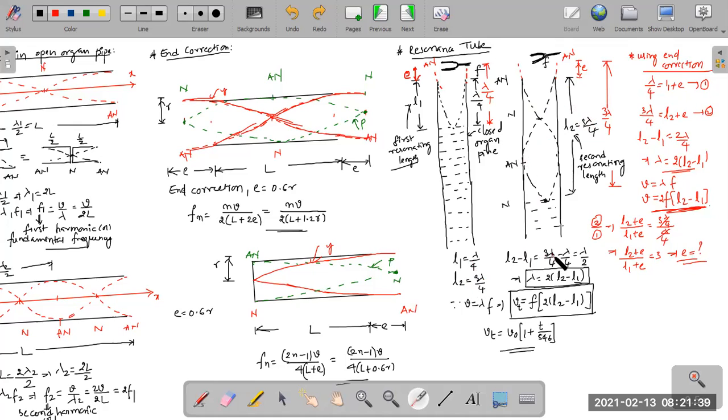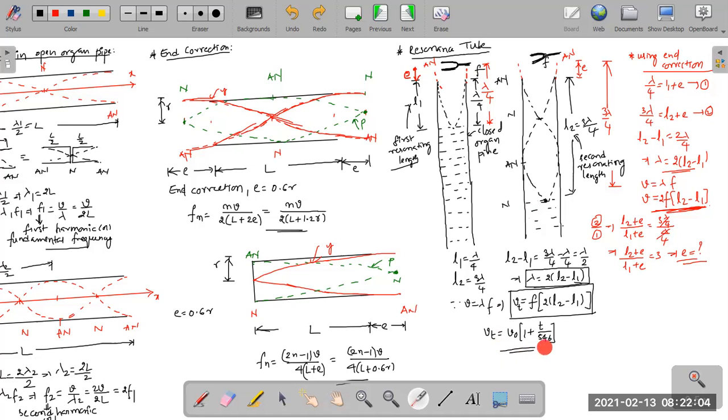So L2 minus L1 must be lambda by 2. So lambda is equal to twice L2 minus L1. From this, if you want to find the velocity of sound, v is equal to f times lambda. From that, we can calculate the speed of sound at that given temperature.